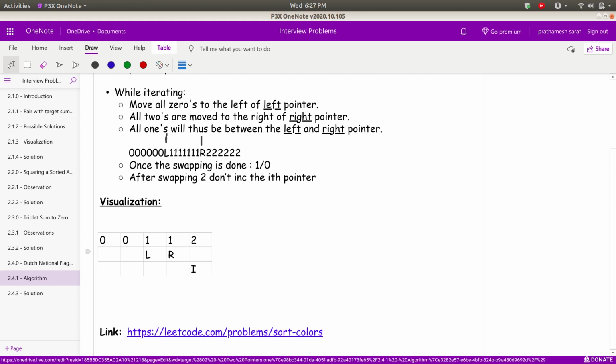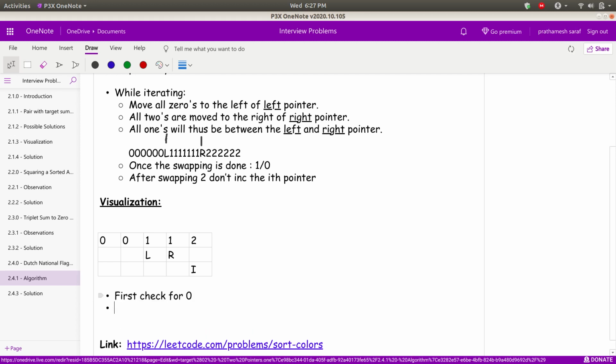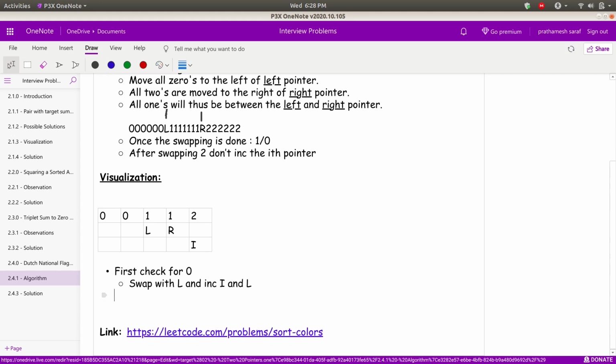And my array is sorted, as you can see: 0 0 1 1 2. So in short, if you have to compress this algorithm into steps, first check for 0. If it is 0, then what you are going to do is swap with L and increment I and L, right?